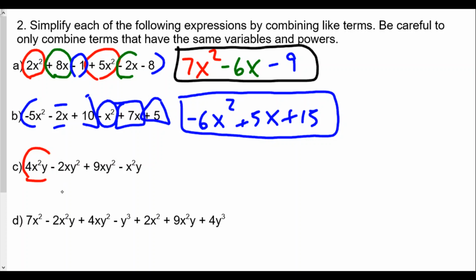Erase this a little bit. You know what? Instead of circling, let's underline them. That might be a little better. Okay, so the 4x squared y and the 9, oh, not that one, minus x squared y.